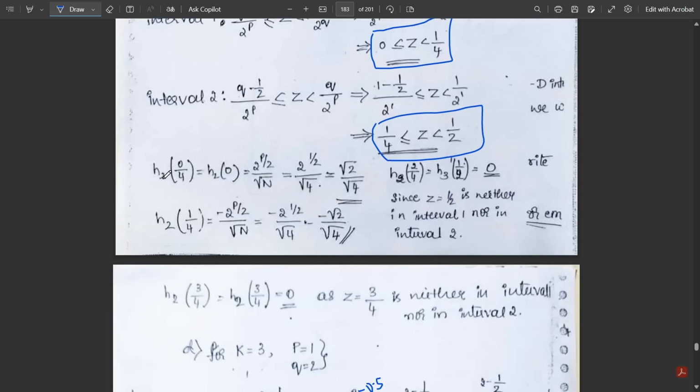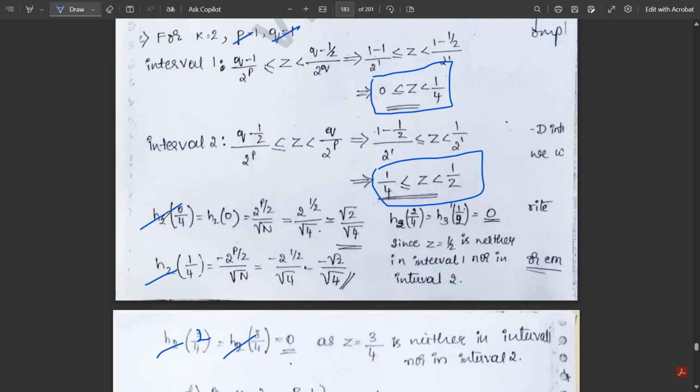Based on that, you should be calculating H2 of 0 by 4, H2 of 1 by 4, H2 of 2 by 4, and H2 of 3 by 4. Okay. So now you see here H2 of 0 by 4, that is H2 of 0. So here the value of z is 0, and it is ranging in the first interval. Okay. So that's why our value should be taken as 2 to the power p by 2.